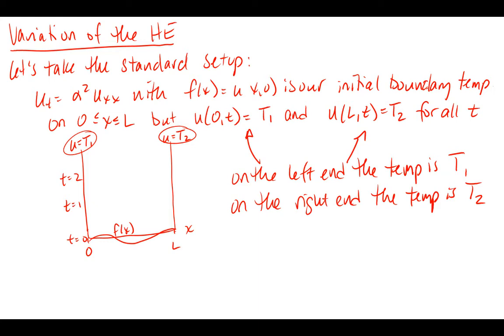So I think it hopefully makes sense to say that in the long run, what's the temperature on the left end? Remember, that's when x is 0. It should be T1. And what's the temperature on the right end? That's when x is L. It should be T2. So that's all I wrote down on this slide here.